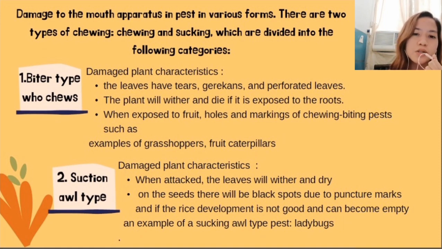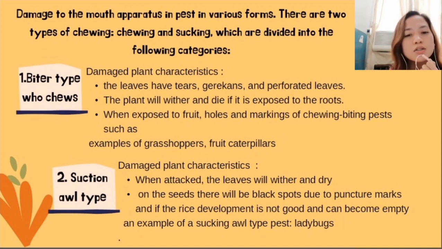The first is the biter type, who chews. Damage plant characteristics: the leaves have tears and perforations. The plant will wither and die if the roots are exposed. When the fruit is exposed, there are holes and marks of chewing and biting pests such as grasshoppers and fruit caterpillars.